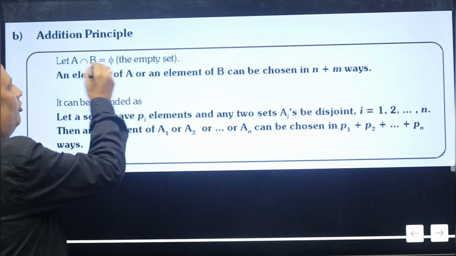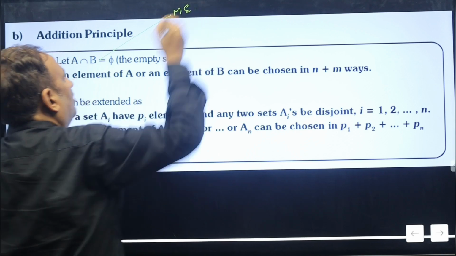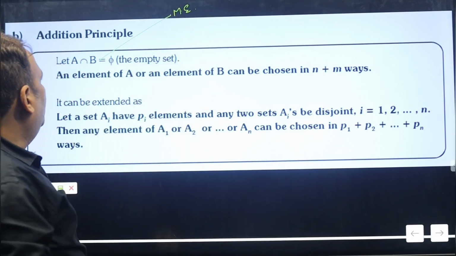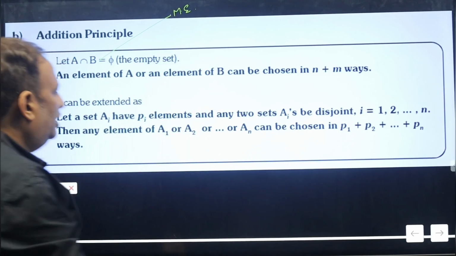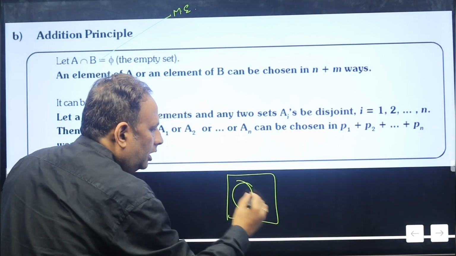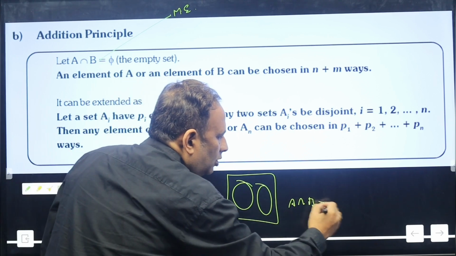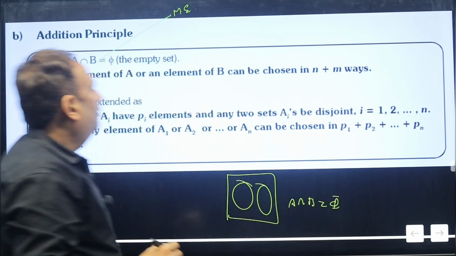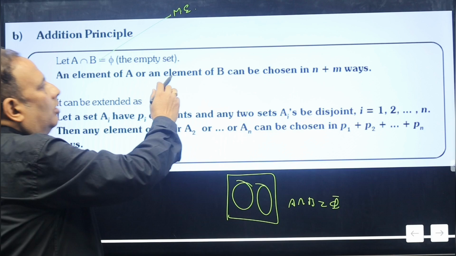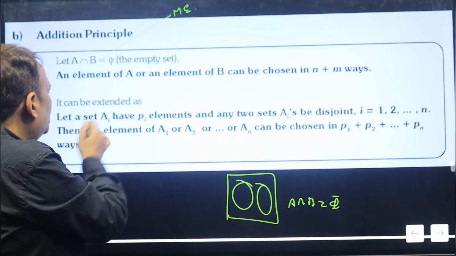This is the condition of mutually exclusive events: we say A intersection B is equal to phi, the null set. An element A or B can be chosen in n plus m ways, so in the two cases.